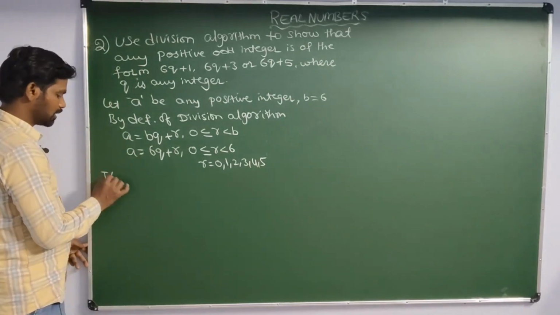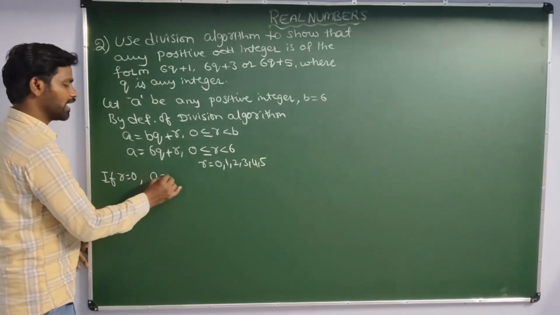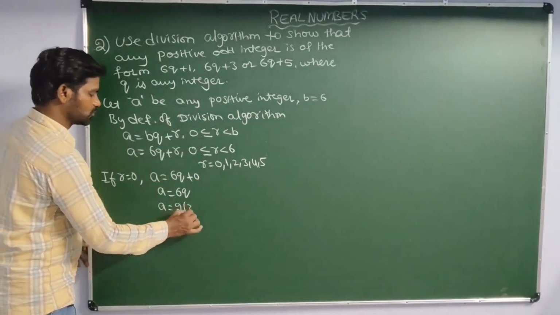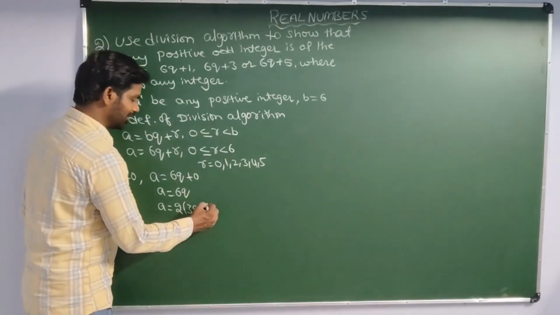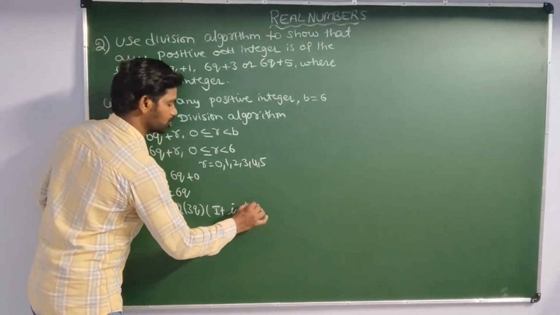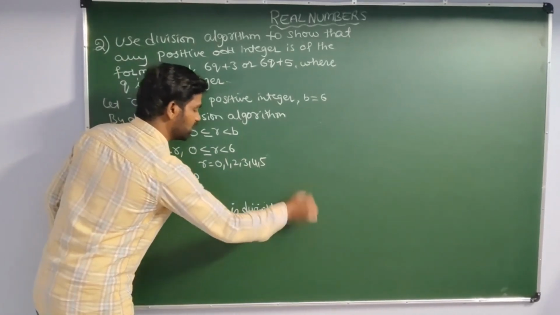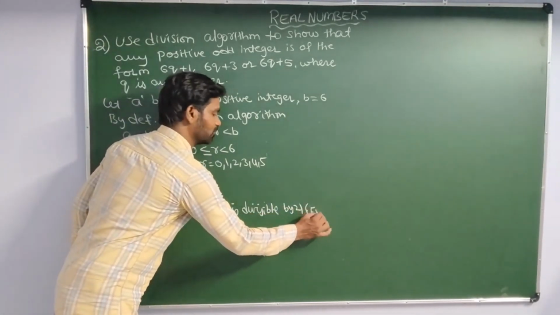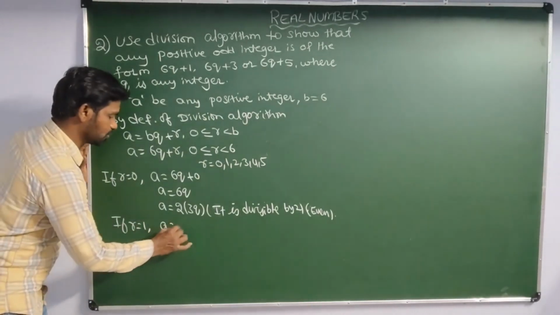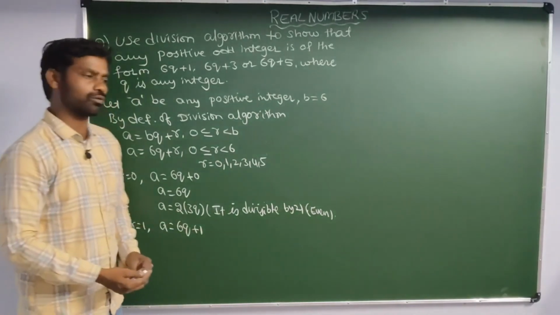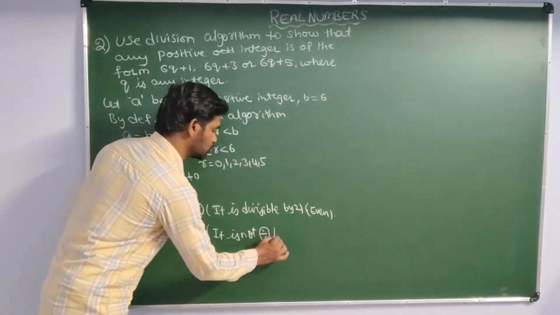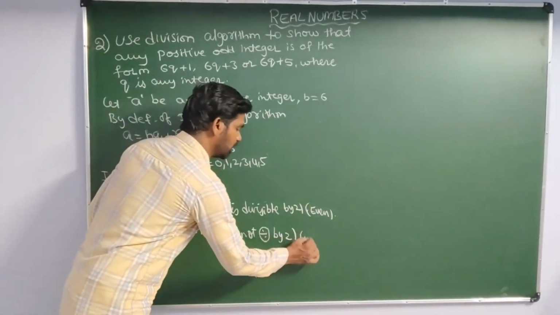If we substitute r is equal to 0, our equation becomes a is equal to 6q plus 0, that is a is equal to 6q. So a is equal to 2 into 3q. So can we write like this? a is equal to 2 into 3q, so it is divisible by 2. If it is divisible by 2, then it is an even number. Next, substitute r is equal to 1. So a is equal to 6q plus 1. Here we cannot take 2 common, therefore it is not divisible by 2. If it is not divisible by 2, then that is nothing but an odd integer.